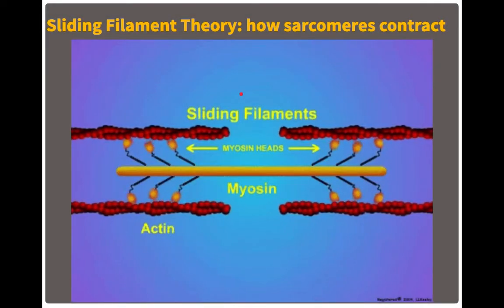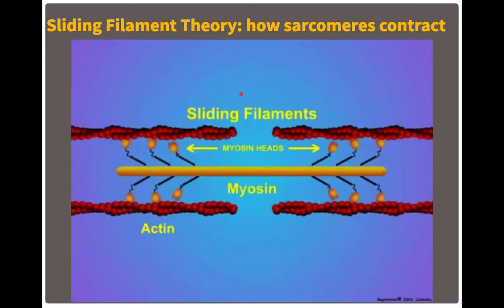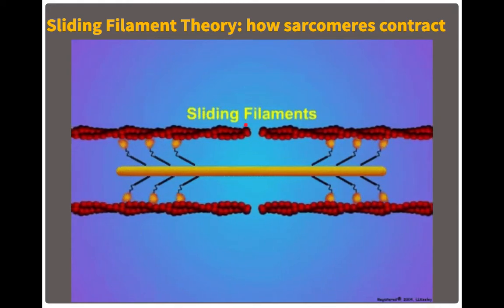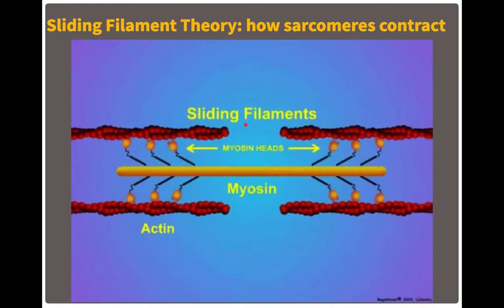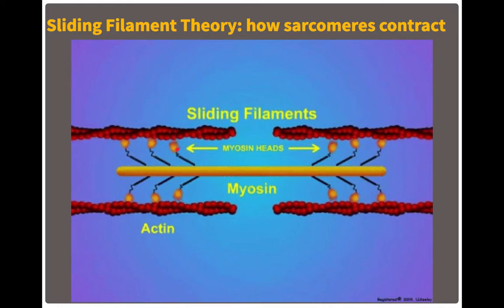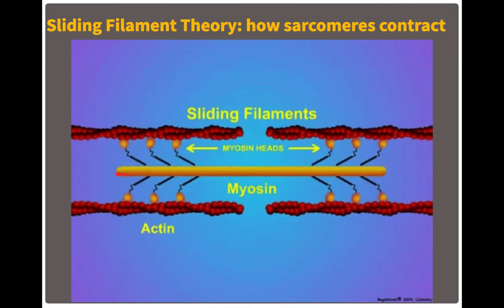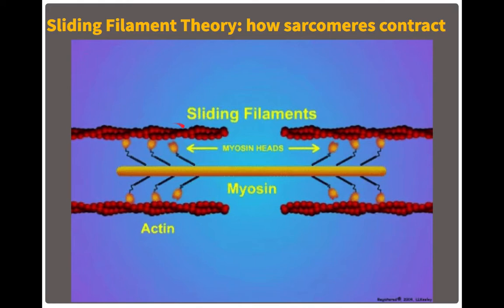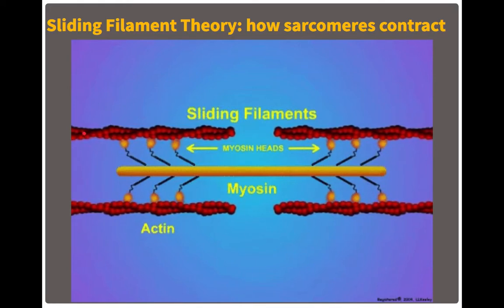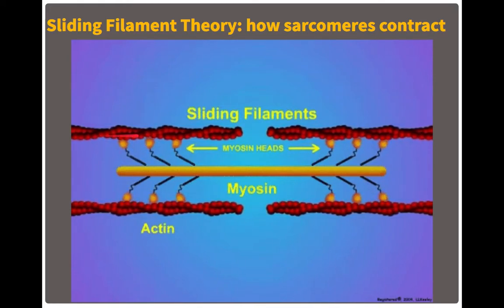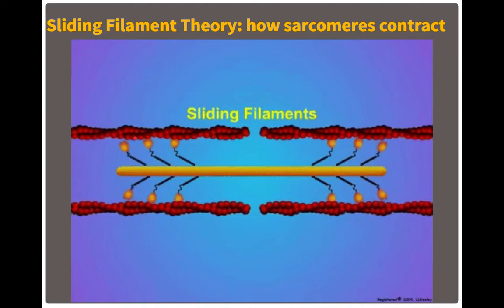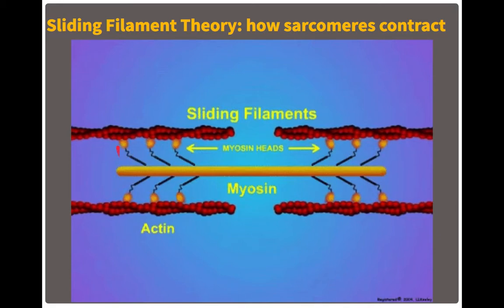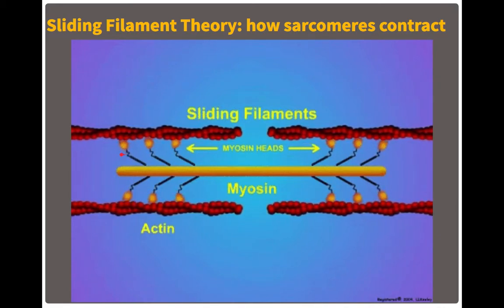So how do sarcomeres contract? This is described by a theory called the sliding filament theory, and it's the idea that when you have calcium and ATP present, that's going to allow the myosin heads right here on this thick myosin filament to bond to the actin right here on this thin actin filament, and to pull the actin towards the middle and then to release. So you can see this one pulls and then releases and then binds again.